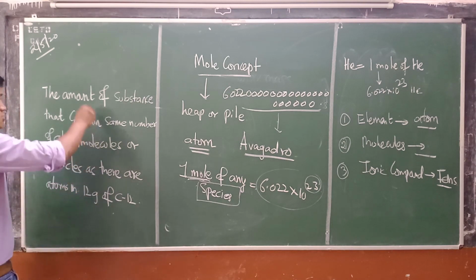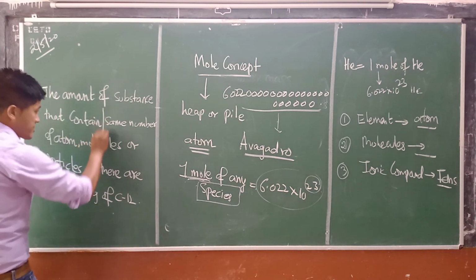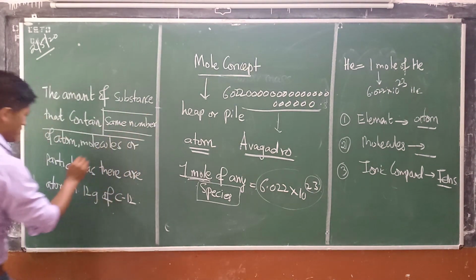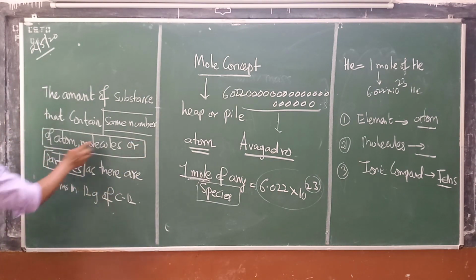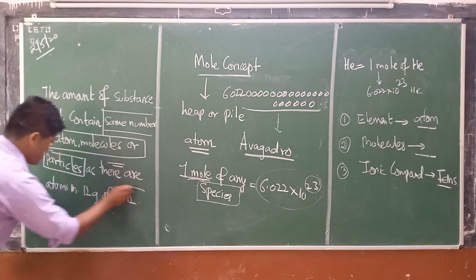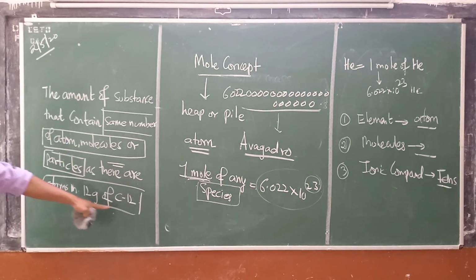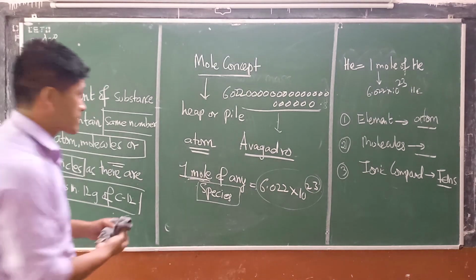If you find this very confusing, let me tell you this is the part: the same number of atoms, molecules, or particles is equal to the same number of atoms in 12 grams of the carbon-12 isotope. How are we going to do that? Let us do that.